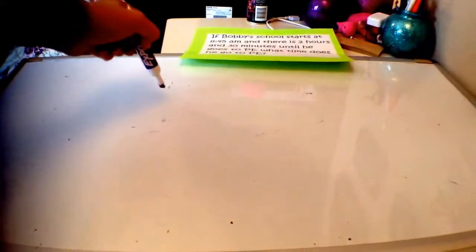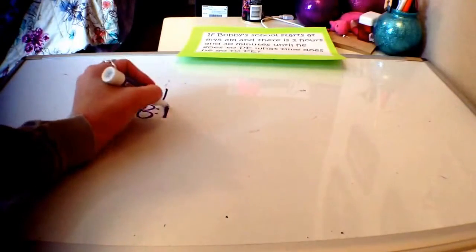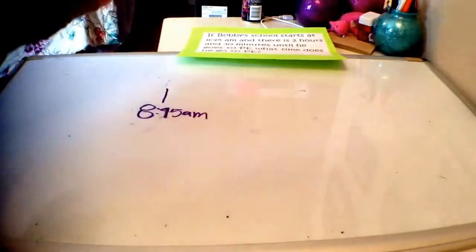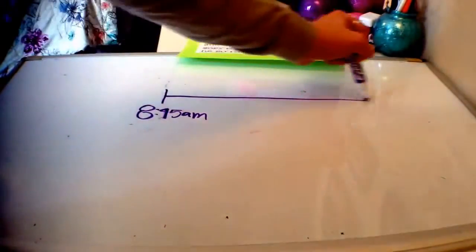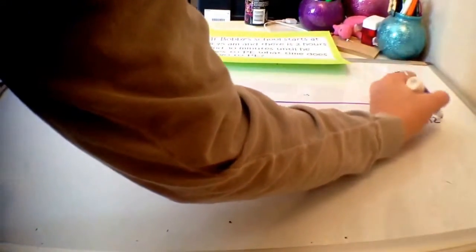So when telling time with a number line, your starting point of your number line is the starting time. So in this example, it was 8:45 a.m. Now I'm going to create my number line, and I will make this last part of my number line 12 p.m.